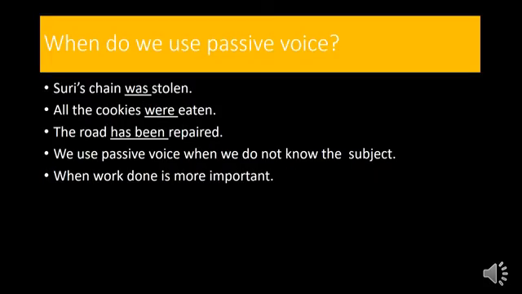When do we use passive voice? Suri's chain was stolen. All the cookies were eaten. The road has been repaired. Now in the first sentence, Suri's chain was stolen, we do not know who stole it. All the cookies were eaten, the same here, we do not know who ate the cookies.